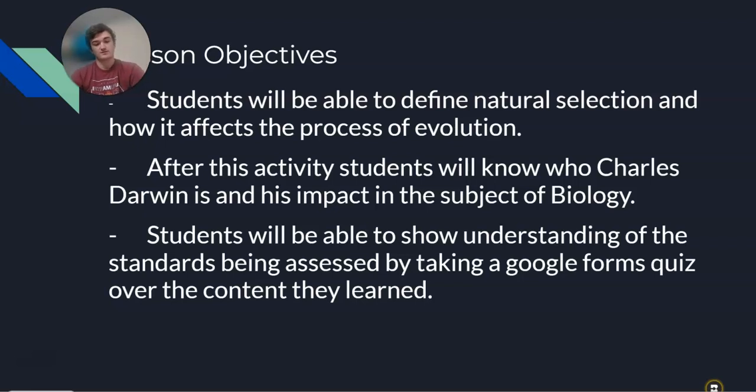Your lesson objectives are shown below. Students will be able to define natural selection and how it affects the process of evolution. So what I'm asking here is, what is natural selection and how does it affect the process of evolution? After this activity, students will know who Charles Darwin is and his impact in the subject of biology. So today we're going to learn about who Charles Darwin is and how he impacted biology and how he continues to have an impact on biology.